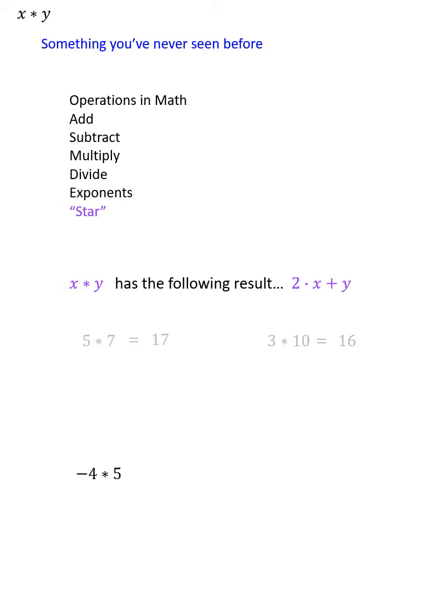Let's look at one more example. Let's do negative 4 star 5. Well, star, by my own made-up definition, operates by multiplying the first number by 2 and adding the second number. Now I just have to use basic mathematics to work this out. 2 times negative 4 is negative 8, you may recall. Negative 8 plus 5 works out to be negative 3. And that's the result of negative 4 star 5.